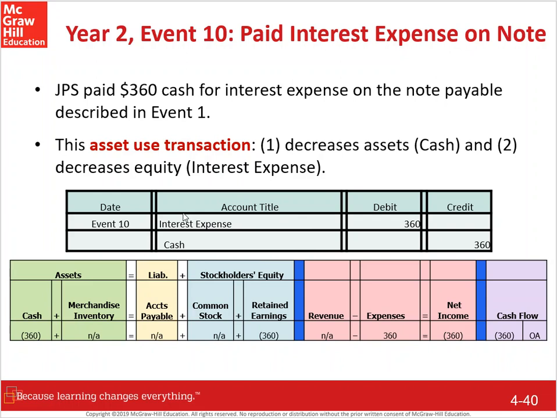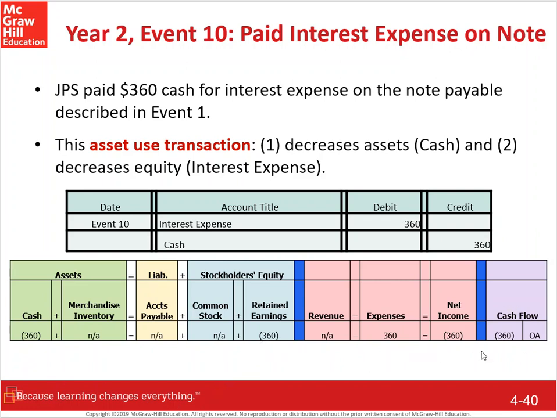So we're going to take that interest expense and we're going to debit interest expense, making the expense go up, but our net income and retained earnings go down. And then we're going to credit cash. We paid them, so cash is going down with the credit. So again, we see an asset use transaction, both sides of the equation going down.